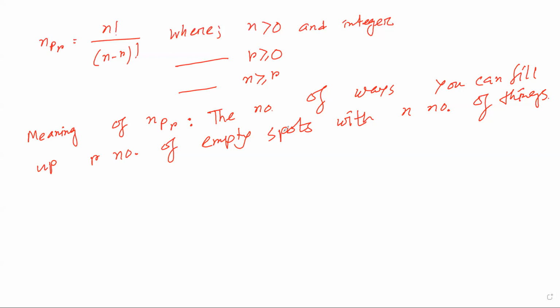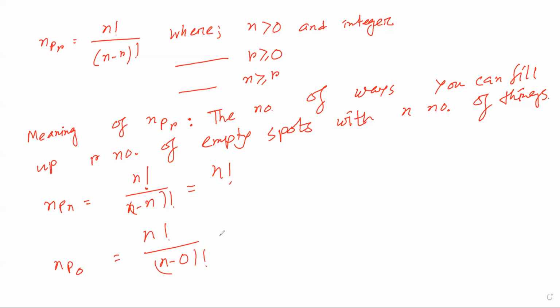So what is nPn? Let us see that nPn equals n factorial over n minus n whole factorial, which equals n factorial. And nP0 equals n factorial over n minus 0 factorial, which equals n factorial over n factorial, equals 1. So these are things where you could get short questions. Done with these? Yes.